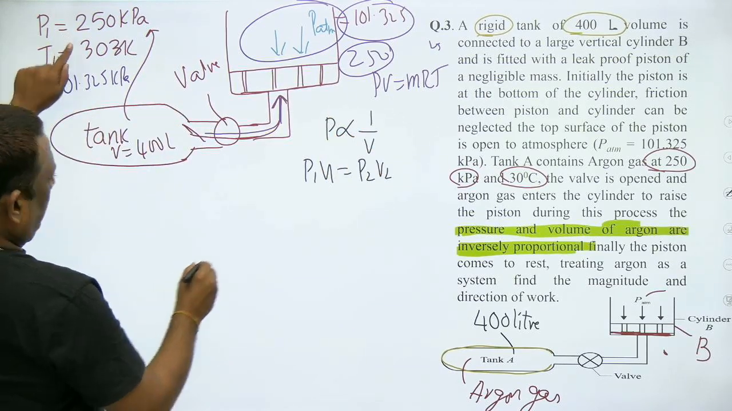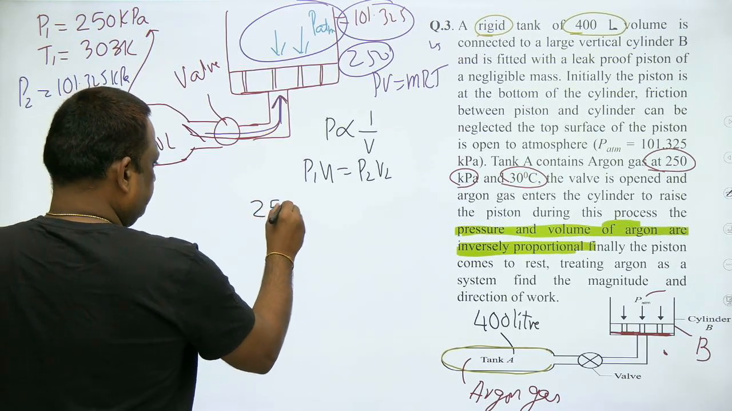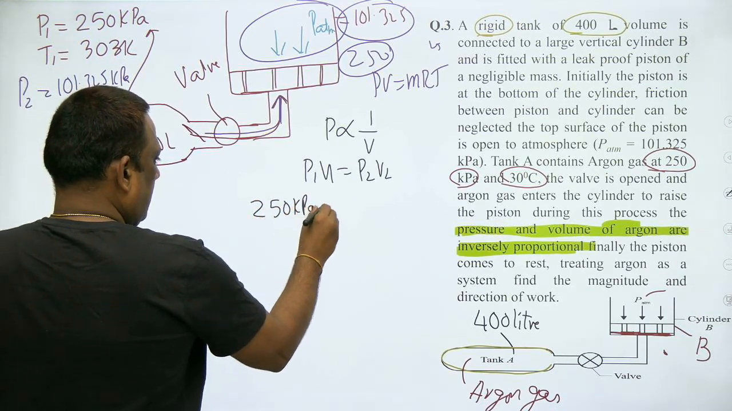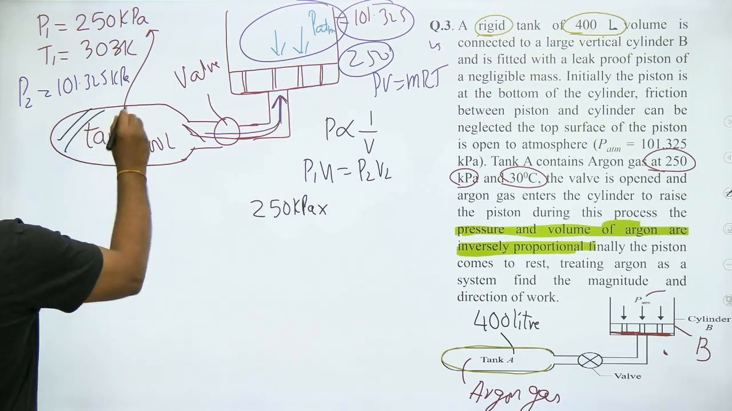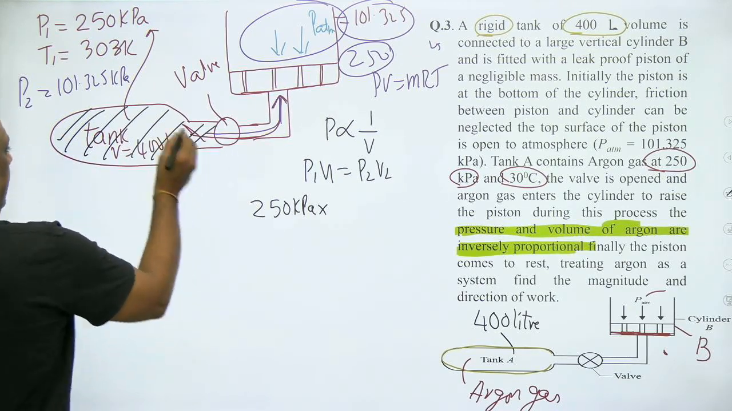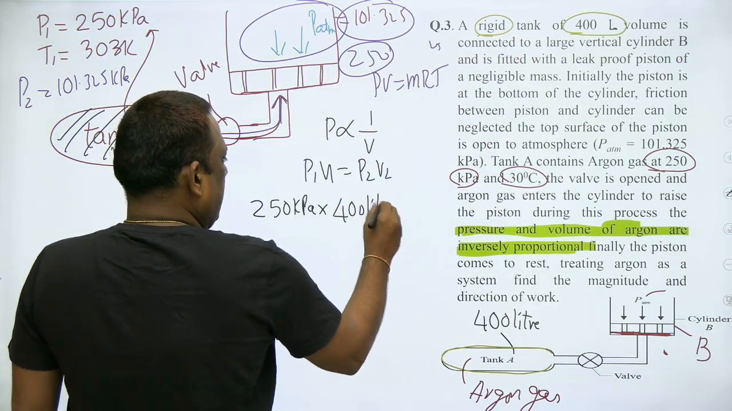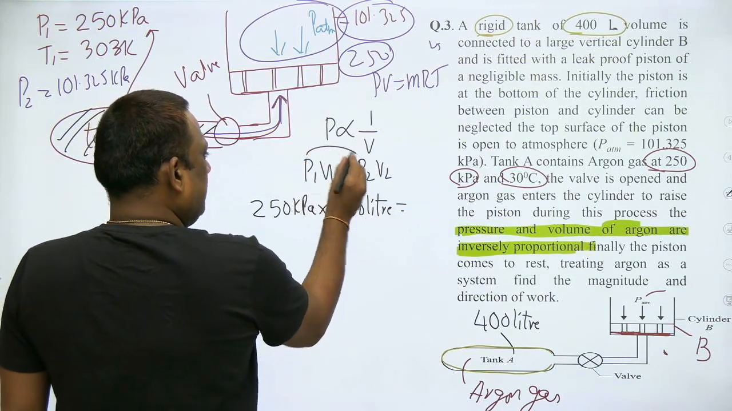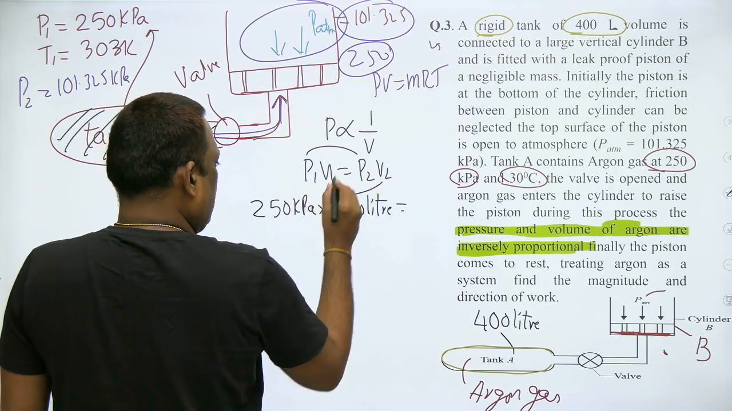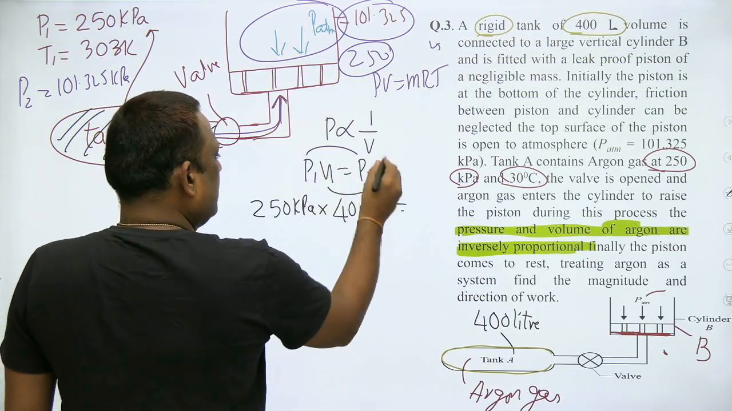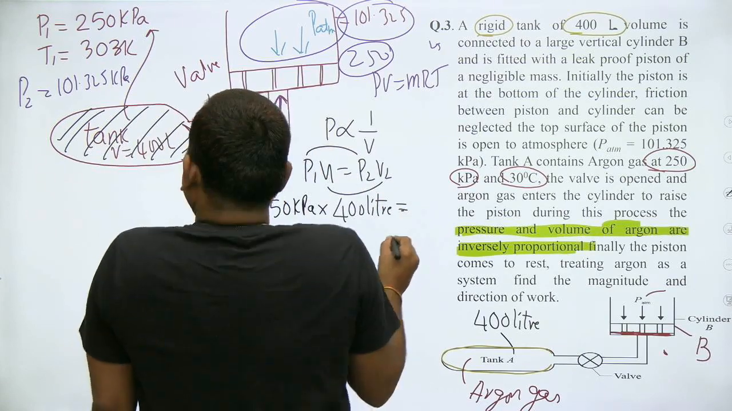I know the initial pressure, 250 kilopascal. I know the initial volume of the argon in the tank, it is 400 liter. Don't worry about units, I'll take care. If P1 is in kilopascal, P2 is in kilopascal. If V1 is in liter, V2 is also in liter. So this is equal to P2. What is P2?